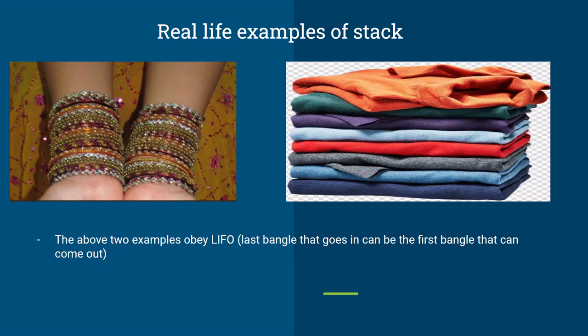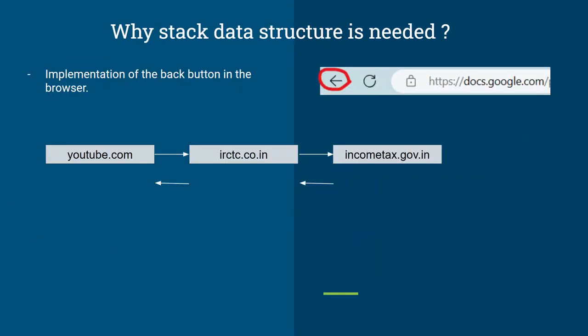Similarly, if you look at the pile of shirts here, the orange shirt is the last one to go in, so the first one to come out would also be the orange shirt. So these are examples of last in, first out, and these are examples of stack. Now, where is stack used in computer applications?